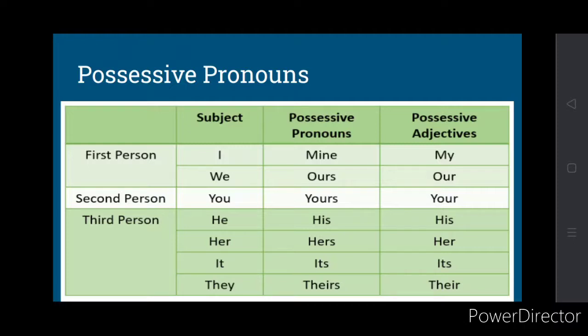When we are talking about first person, where the subject is I or we, the possessive pronouns are mine and ours, and the possessive adjectives are my and our. If we are referring to second person, that means you, the possessive pronoun used is yours, and the possessive adjective used is your. When we are referring to third person, he, she, it, they, the possessive pronouns and possessive adjectives change to his, hers, its, theirs, etc.